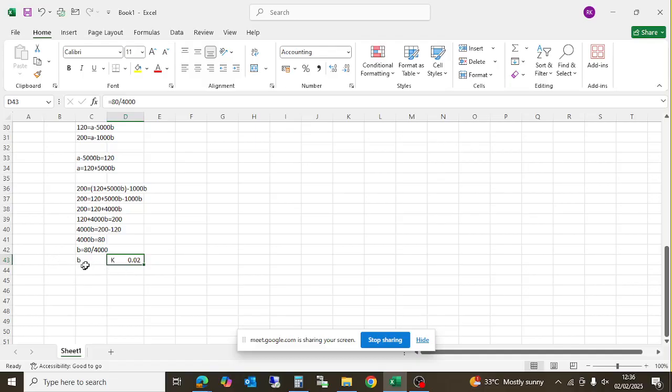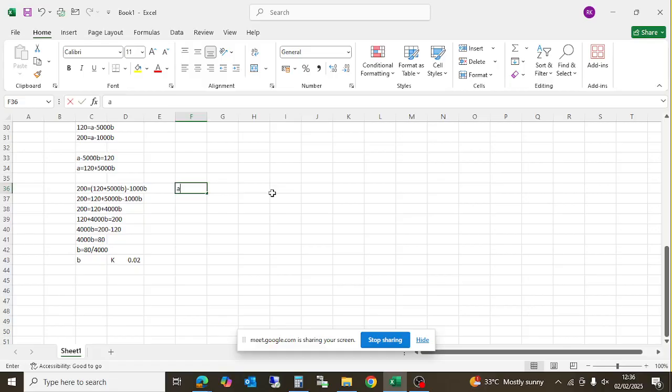Actually, that is our B. We haven't found A yet. Our B, which represents the slope between the change in price per unit and the change in quantity, is 0.02 kwacha. So now let's quickly find our A. How do we find A when we have B?